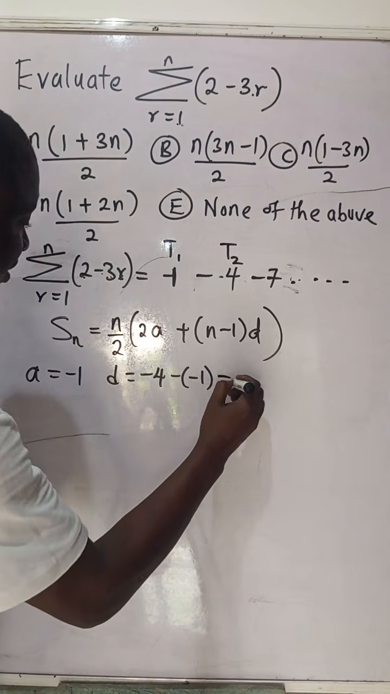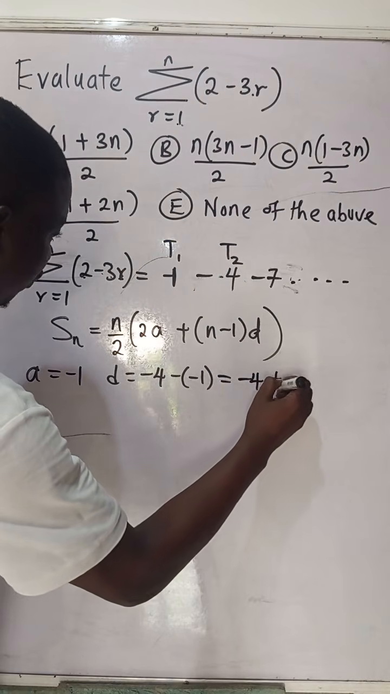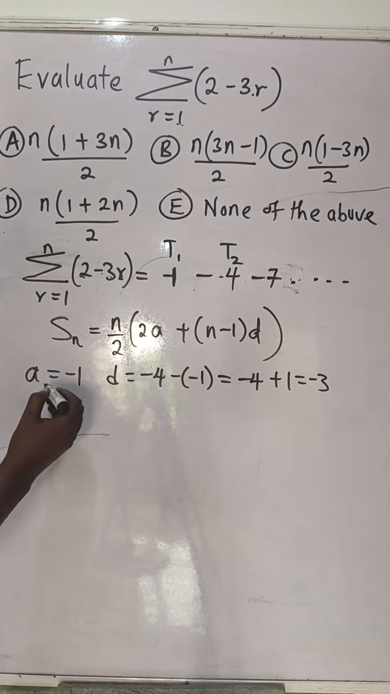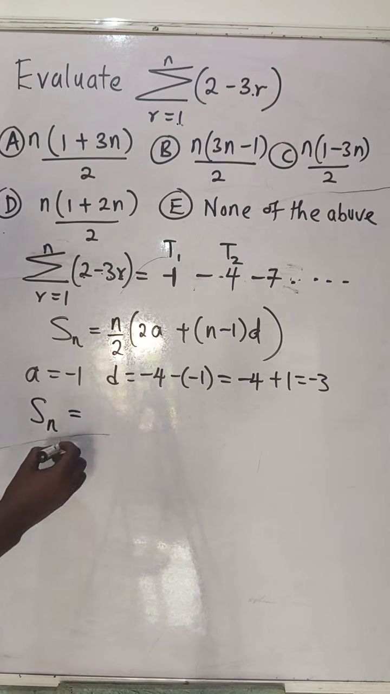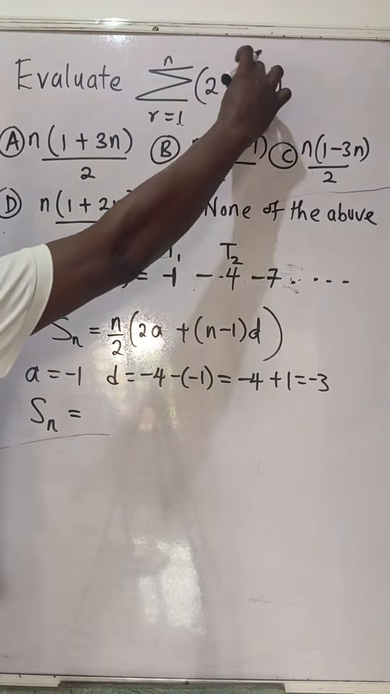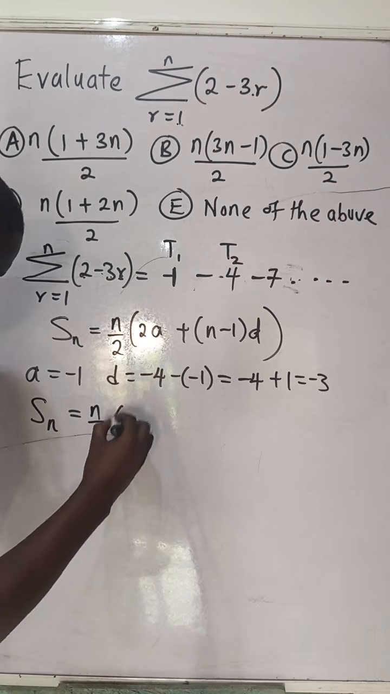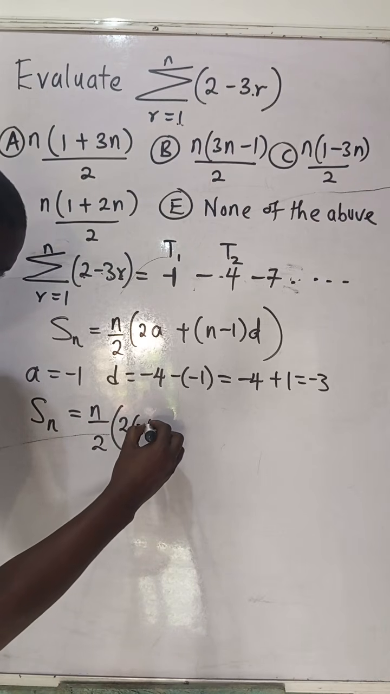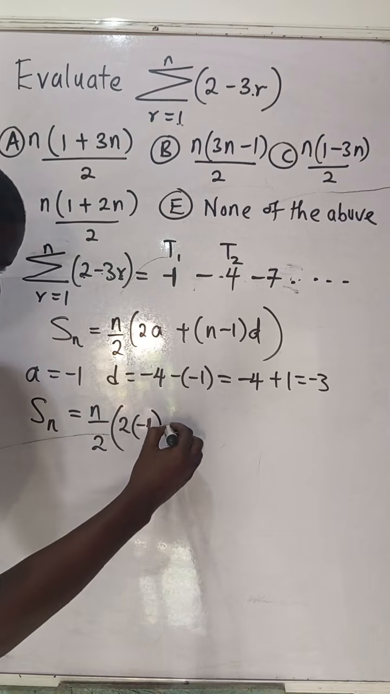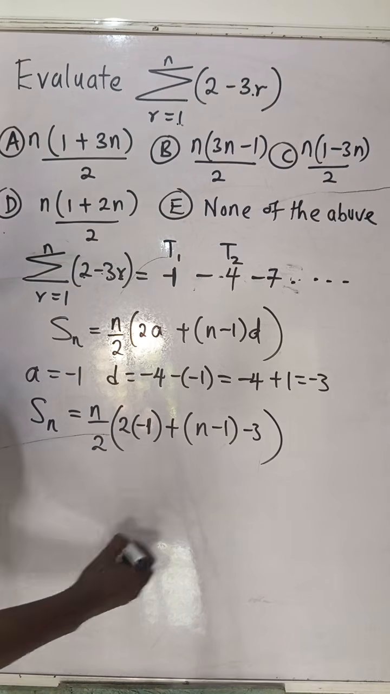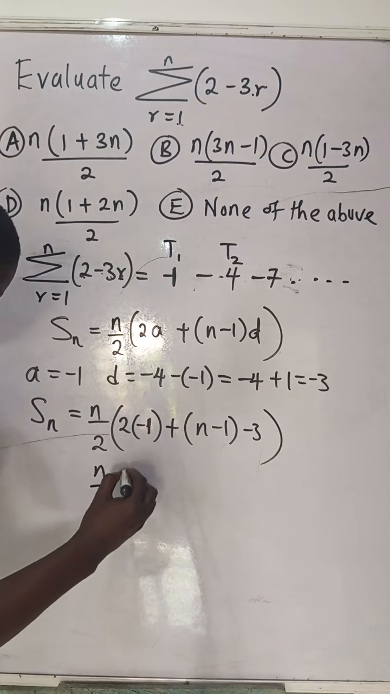So what we are going to have is minus 4 plus 1, which is minus 3. So what do we do now? We are looking for the sum of n terms, which is the sum of the entire series. It will be n over 2 into bracket 2 times minus 1, plus n minus 1 into bracket minus 3.